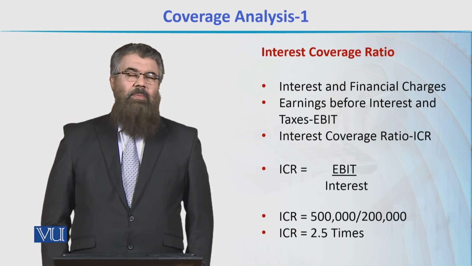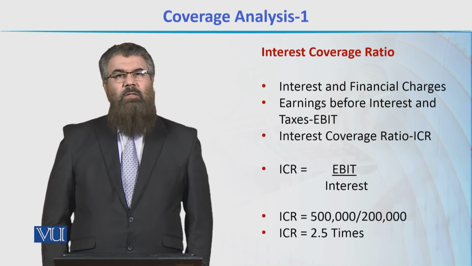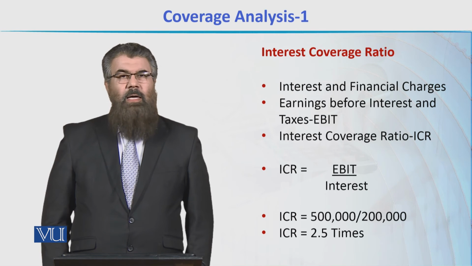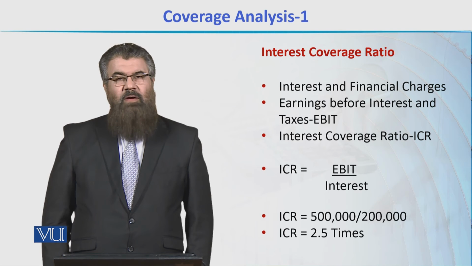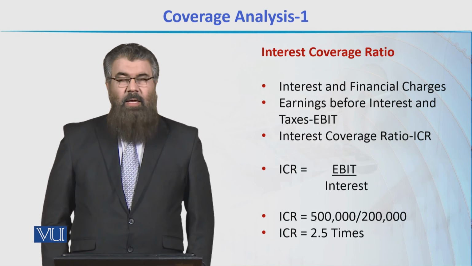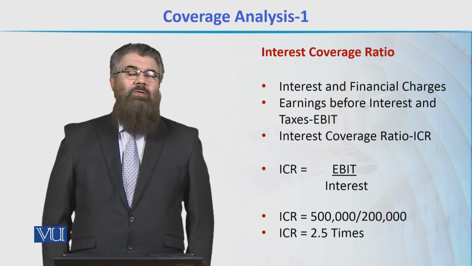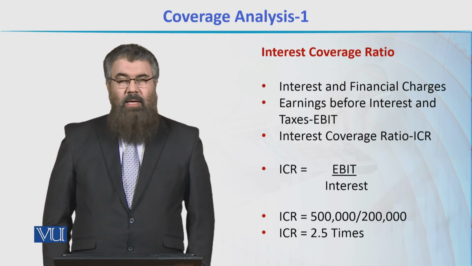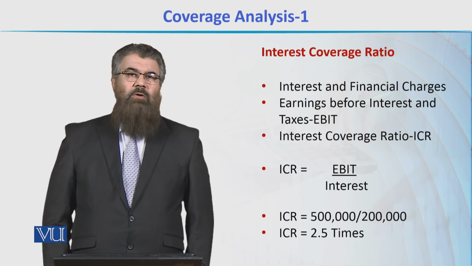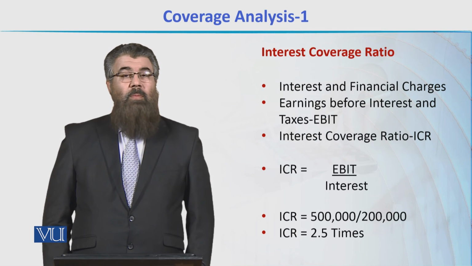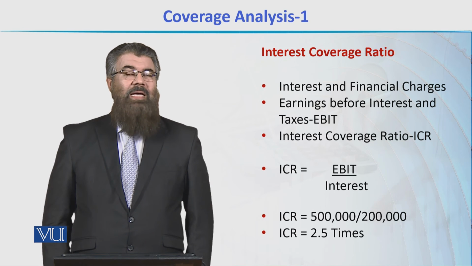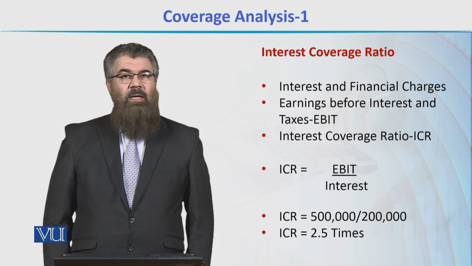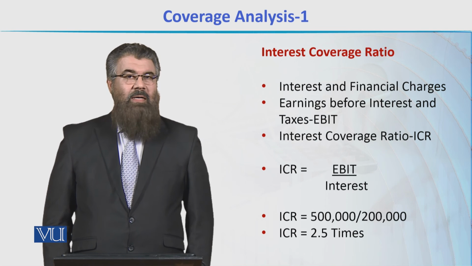Suppose we have EBIT value of 500,000 rupees and the interest payment of the year is 200,000. So we divide 500,000 by 200,000 and we get the answer, that is 2.5. And it is 2.5 times. यानी हमारे पास जो प्रॉफिट इंटरेस्ट पे करने के लिए मौजूद है वो हमारे इंटरेस्ट की अमाउंट से 2.5 गुना है. यानी हम बड़ी कंफर्टेबली, बड़ी आसानी से इस प्रॉफिट में से अपने इंटरेस्ट की अमाउंट पे कर सकते हैं.